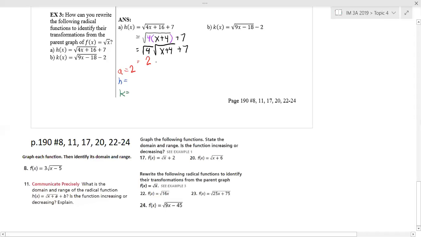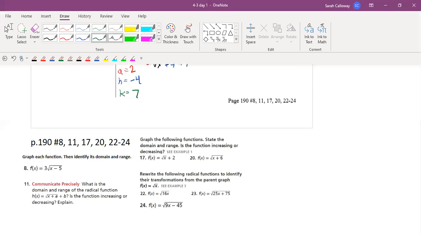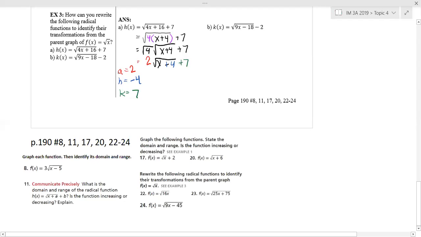And then inside the radical, remember it's x minus h. So since I have x plus 4, that means that our h value is negative 4. And then I still have that plus 7 on the outside, so that means that k is 7. And so what this means is that our graph has the following transformations. So a is a stretch or compression. Since a is a number larger than 1, that means that it has a vertical stretch by that 2.